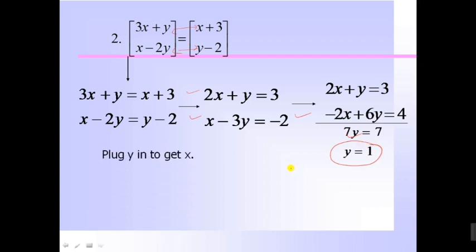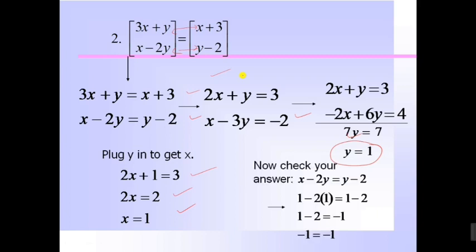Now let us plug y into x. So 2x plus y, with y equal to 1, equals 3, and 2x equals 2 and x equals 1. So simply you create the equations. If you create two equations, then you can solve two variables. If you create three equations, you can solve questions related to three variables.